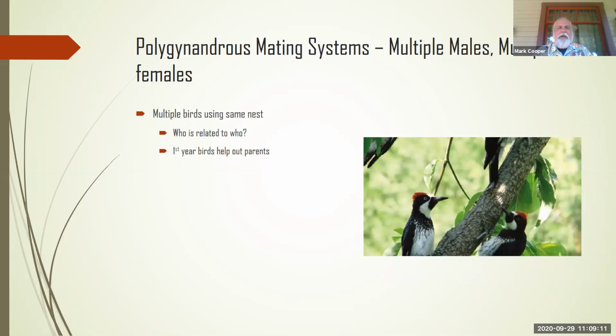And then there's polygynandrous, which is many females and males. It's a free-for-all. It's an orgy. And so it becomes who is related to who. And this is seen in our local woodpecker, the acorn woodpecker. They have these communal nests, and first-year birds may not get to breed, but they help out with the young, and it actually improves their chances of having young in the future. We'll talk about parental care next week.